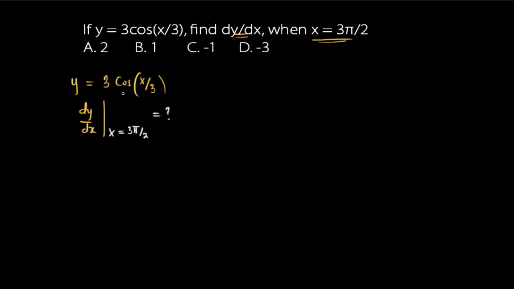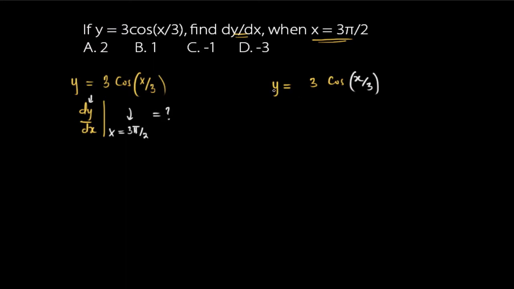Like we've been doing in the past problems, there are two things involved. The first thing we do is find dy/dx. After finding dy/dx, the next stage of the solution is to find the function value at 3 pi all over 2. So let's first find dy/dx, since it's the first stage of the solution process. We have y equals 3 cosine of x all over 3.